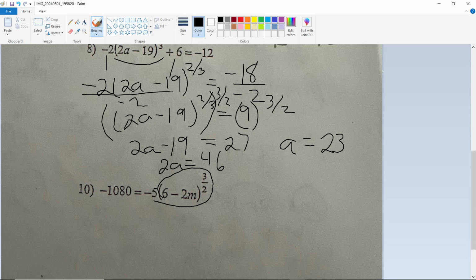Negative 1080 divided by negative 5 is 216, equals 6 minus 2n. Hold on, is that an n or an m? M, to the 3/2. So now I've isolated it, so now I can raise both sides to the power.